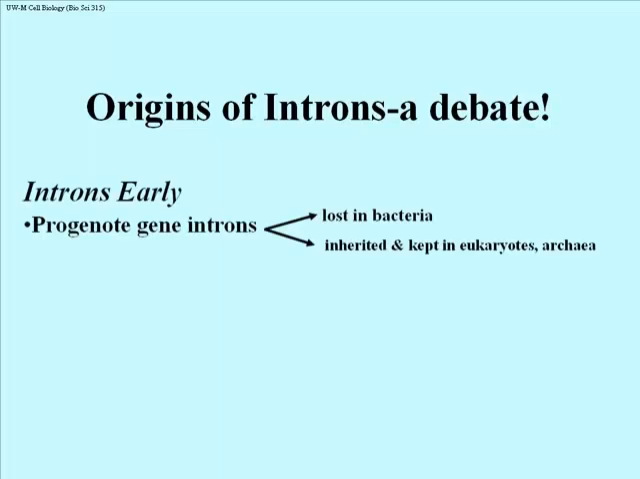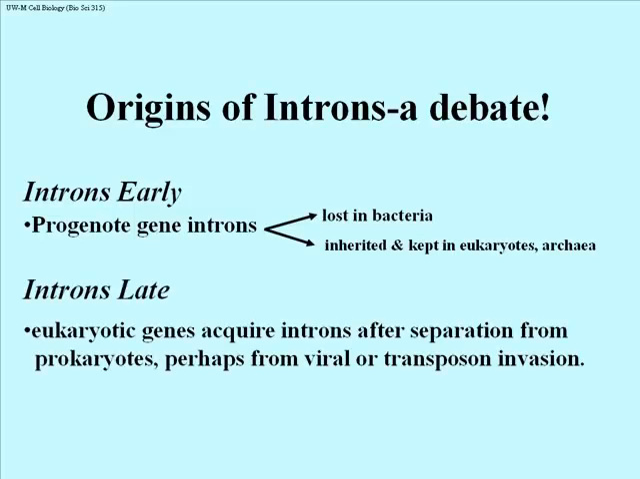Introns early. This is a hypothesis that says that genes in the progenote arose complete with introns, but that when eukaryotes and prokaryotes split in evolution, the prokaryotic organisms lost their introns, that is, their genes lost the introns, while the introns were retained in the eukaryotic cell lineage. Introns late. This hypothesis says that since most eukaryotic genes and some archaebacterial genes are split, introns were acquired after the divergence of these domains from bacteria, perhaps from viral infections or a transposon invasion of genomes that inserted introns into genes.